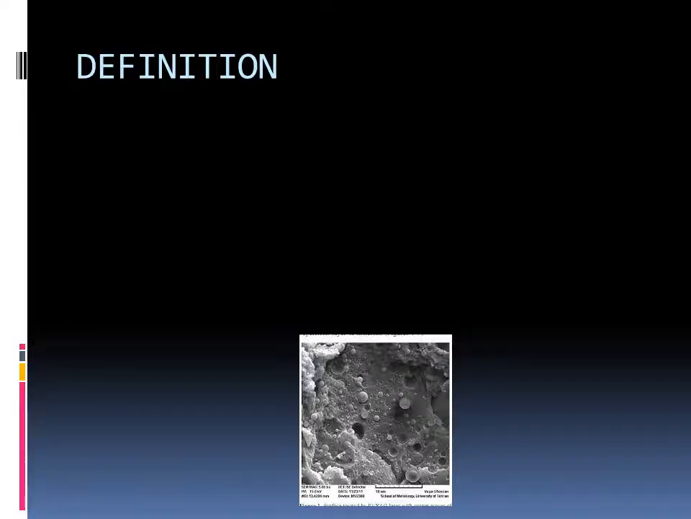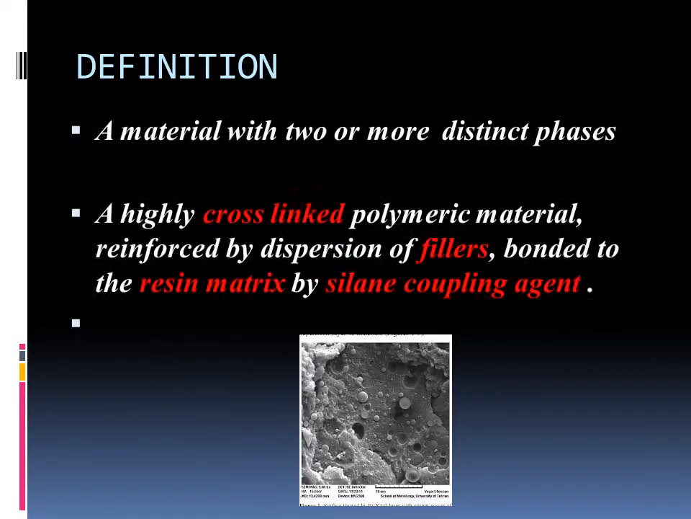So starting with the definition, what is a composite? A material with two or more distinct phases, and a dental composite is a highly cross-linked polymeric material reinforced by dispersion of fillers bonded to the resin matrix by silane coupling agents. So basically the red bold words are giving an idea of what a dental composite is composed of. There are basically three phases: the filler, the silane coupling agent, and the polymeric material. And this microscopic picture is showing what a dental composite looks like.